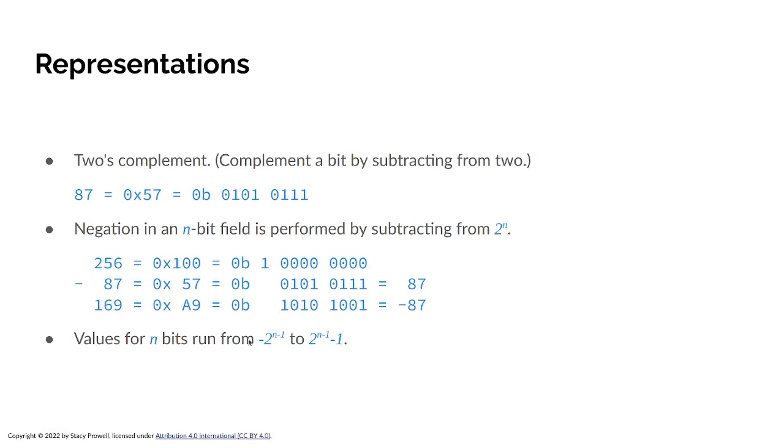So the value can now run from negative 2 to the n minus 1 up to 2 to the n minus 1. Well, that's odd. It's not very symmetric. And that's because we have a single 0 now, which is all the zeros, and since it's an even number of numbers we can represent, one of those is being used for 0. The two sides have to be lopsided.